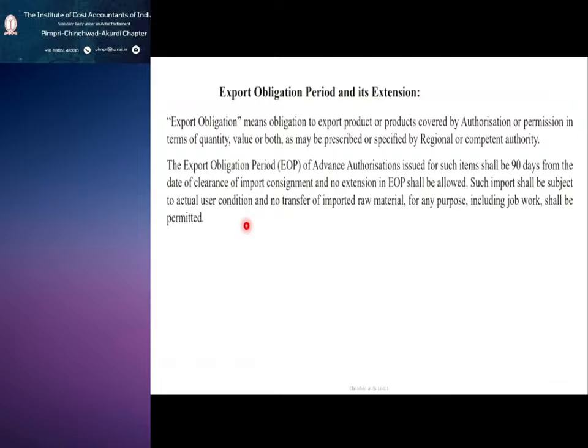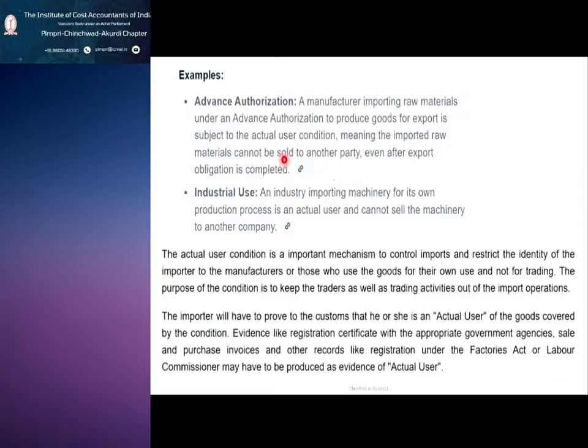So the export obligation period and its extension. Extension says what? There is no extension at all. The obligation period is only 90 days from the date of clearance of import consignment. Then we will see, this is just an example I have taken, for the purpose of the actual user condition only.